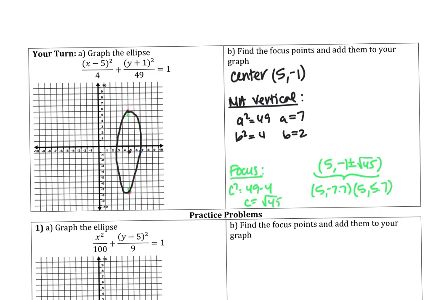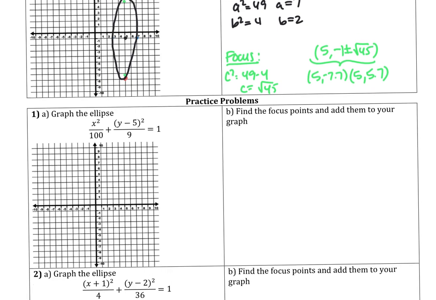Okay, everybody, this is not my best drawing job, but the center is at 5, -1. I noticed that this is going to be a vertical ellipse because the larger, or the a squared value, is underneath y this time. A squared is 49, a equals 7, b squared is 4, b equals 2. I went ahead and found those focus points down here by plugging in c squared equals a squared minus b squared. C is root 45. We're moving in a vertical direction, so we're adding from the center plus or minus root 45, which gives us those focus points of 5, -7.7, and 5, 5.7, and I just make sure that those are within the boundaries of the ellipse, and they are, so that's good.